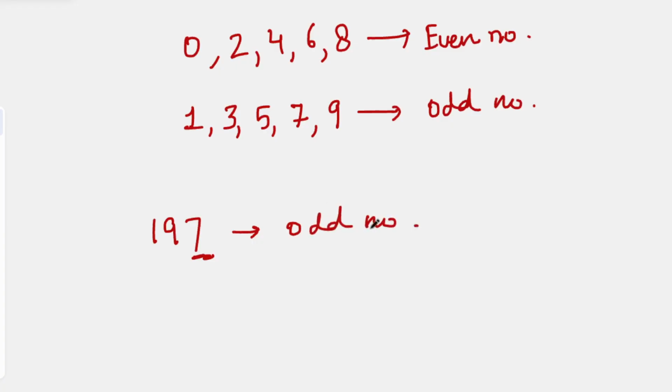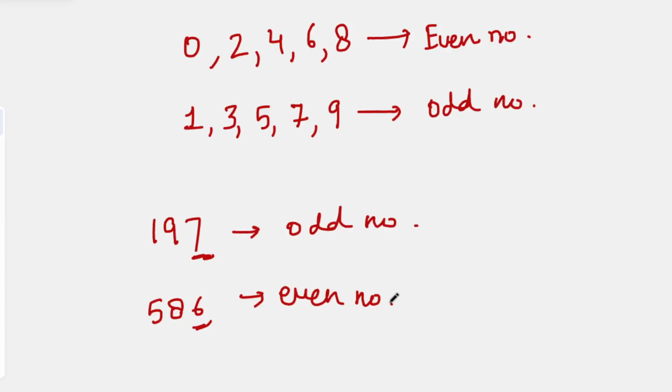Okay, let's suppose 586. It ends with 6. So this is an even number. Okay. So try random numbers. Okay, choose any random number, look at the rightmost digit and identify whether it is even or odd. Okay, it is real fun.